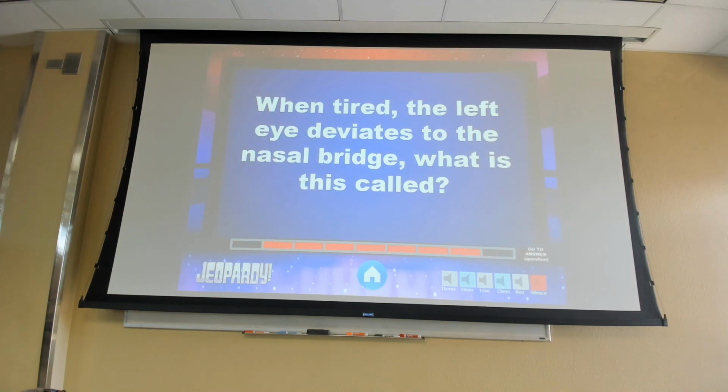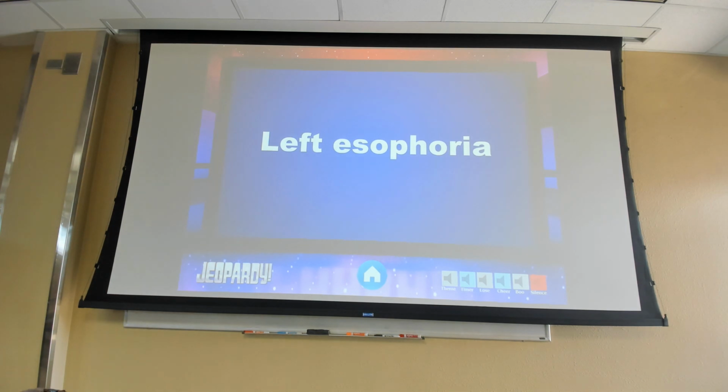Okay, when tired, the left eye deviates to the nasal bridge. What is that called? Esophoria. Yep. Left esophoria.